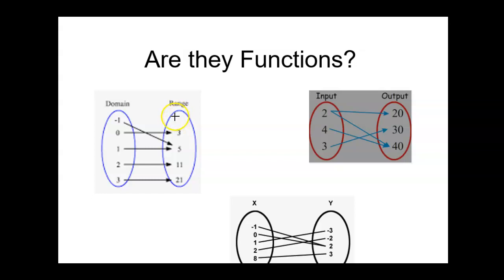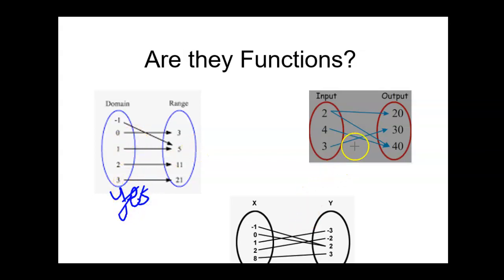So on a mapping, we do the exact same thing. We're going to see if any of these x values are headed to two different y values. So -1 only goes to 5, 0 only goes to 3, 1 only goes to 5, 2 only goes to 11, and 3 only goes to 21. And because each of my inputs only goes to one output, this is a function. So on this one, I can say, yes, this is a function.